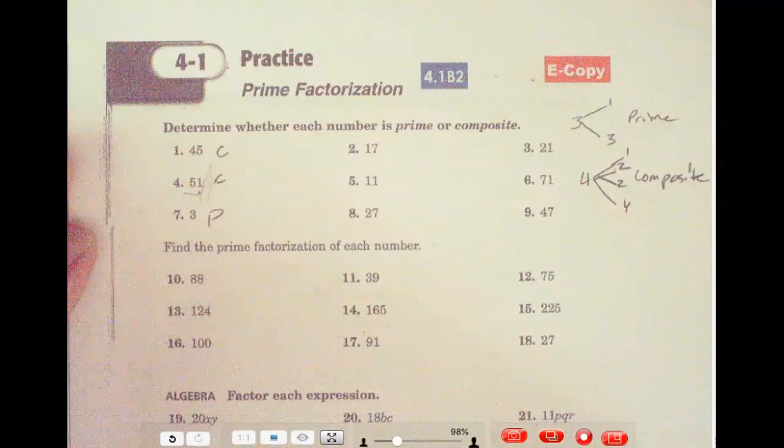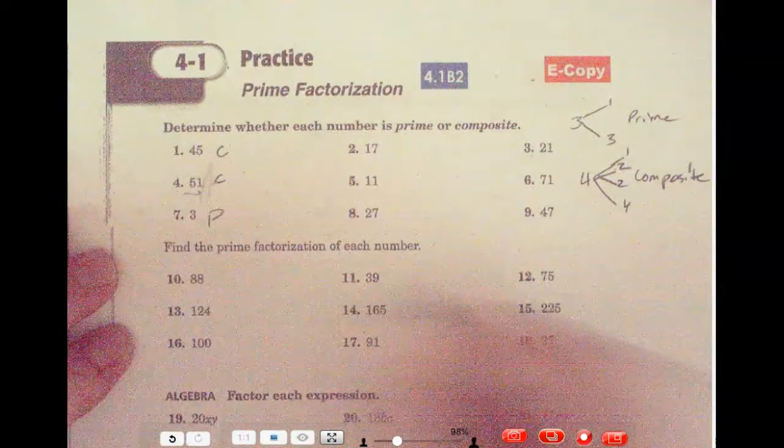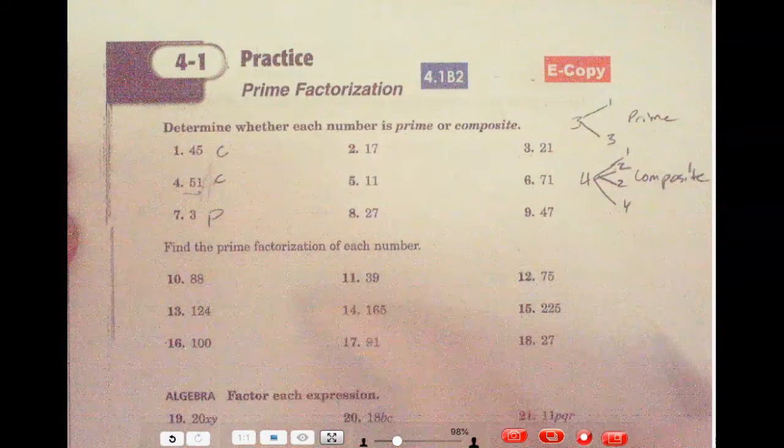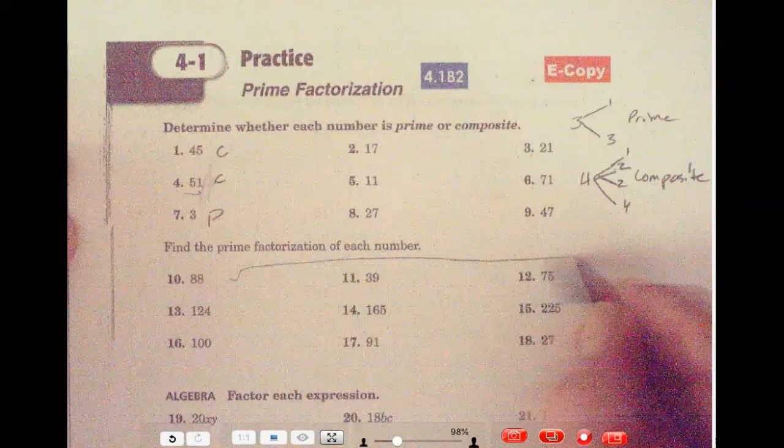And then find the prime factorization of each number. This is really the target for today. So prime factorization, I factored down, so I'm just going to move this guy over here so you can see a little more clearly. I'll write down 88.